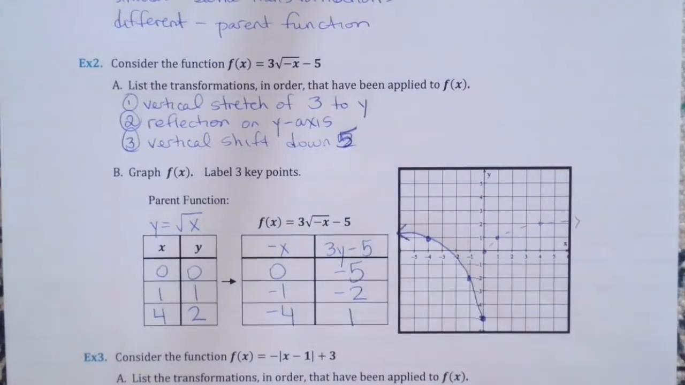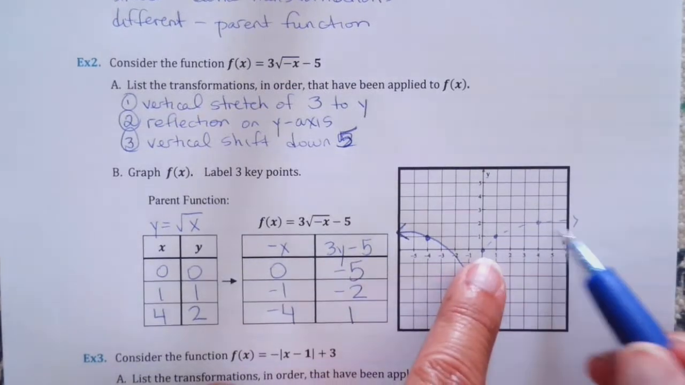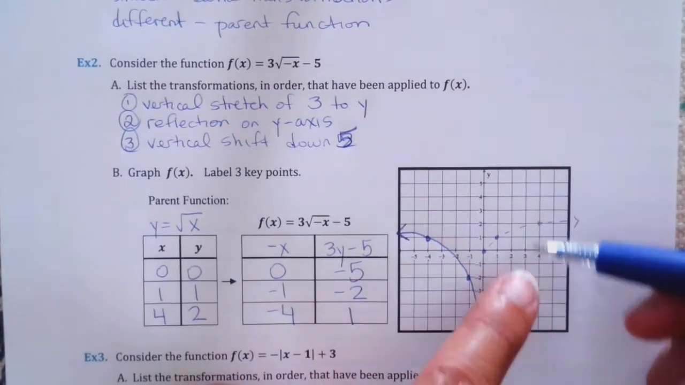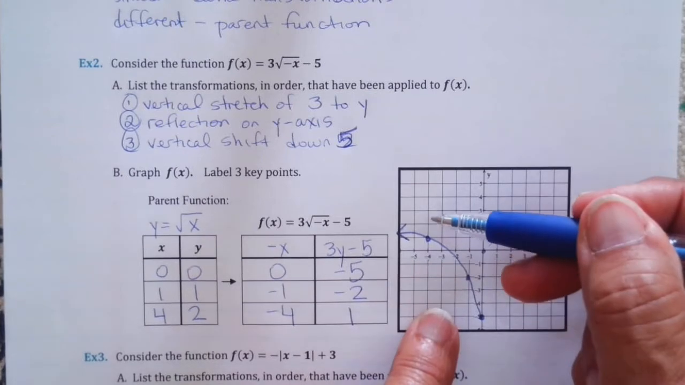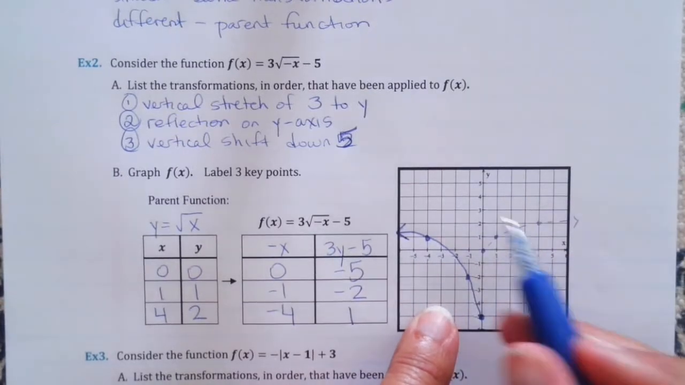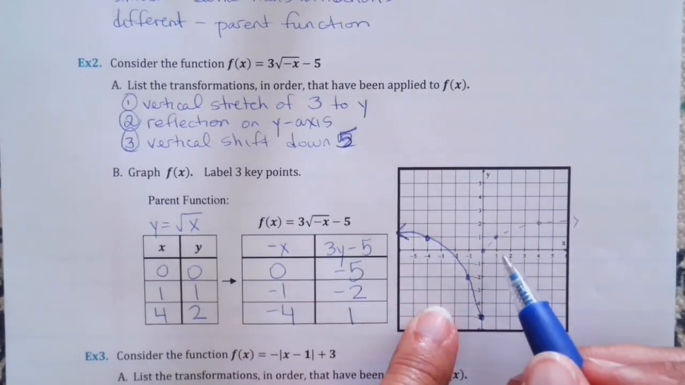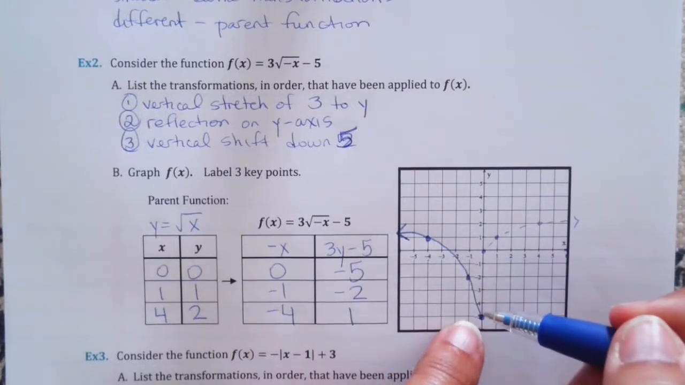That's the real graph. And see what it did. It stretched this. So here's the regular graph. We took that and we stretched it. We made it go bigger. See, from here, we reflected this over the y-axis, which we did, and then everything went down 5.